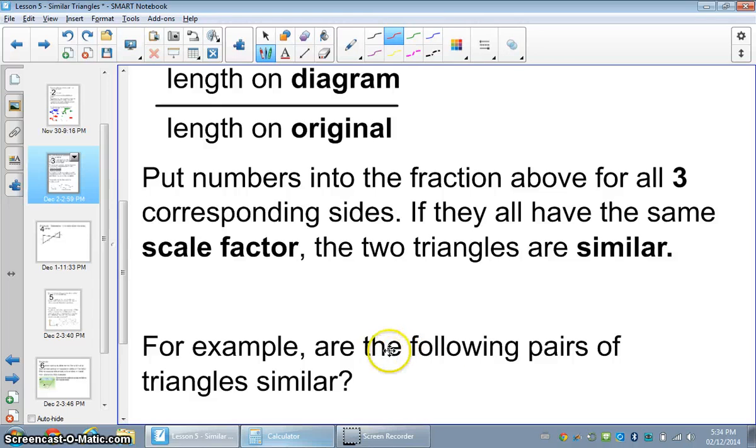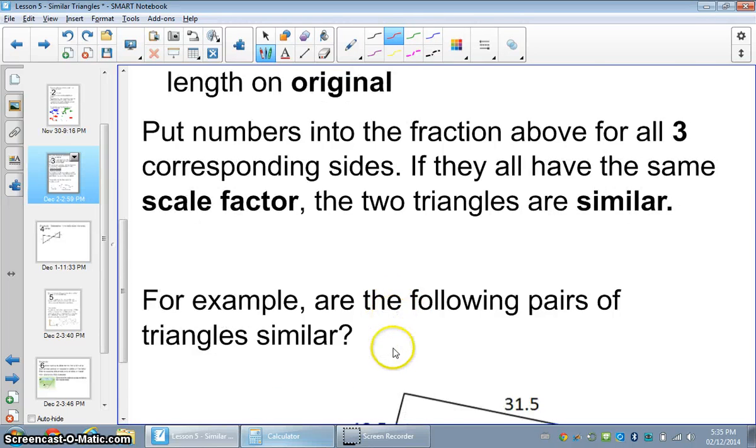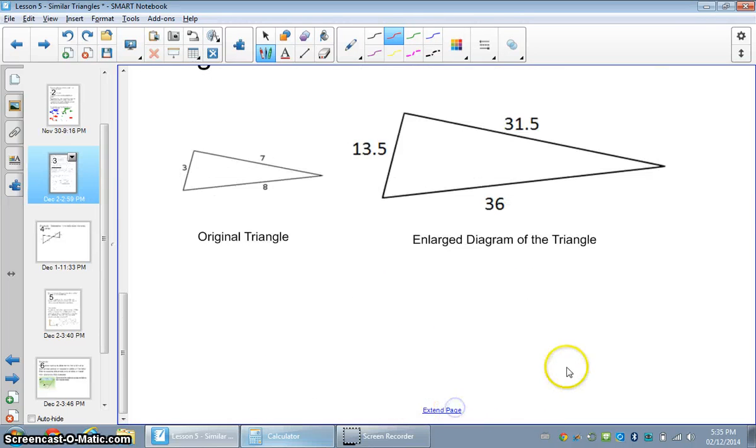So for example, are the following pairs of triangles similar? Okay, so we want to compare the long side to the long side, short to short, medium to medium. So the long side, we read, is 36 and 8. Short side is 3 and 13.5. And the medium side is 31.5 and 7. So again, since this is the diagram, this is always on top. This is the original, it's always on the bottom.